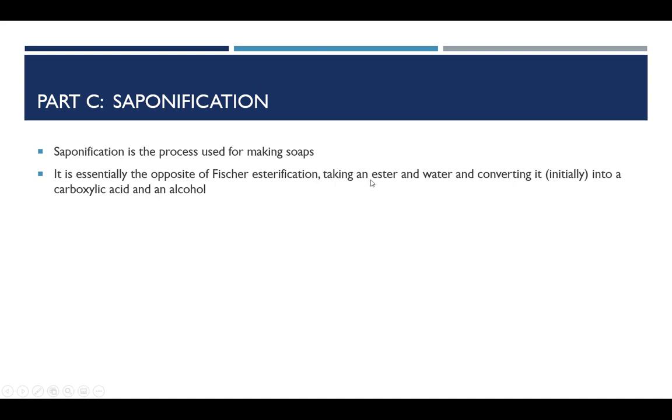What we do is we take ester and water, and we convert it first into a carboxylic acid and an alcohol. Now, I will not actually write the water in the chemical equation, but water is added indirectly through the use of a strong base, namely sodium hydroxide or potassium hydroxide. So that is the first major difference here: we are using a strong base instead of a strong acid in this reaction.